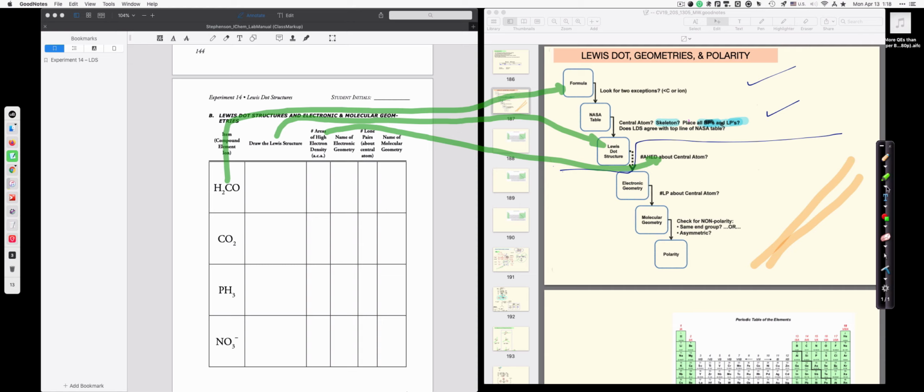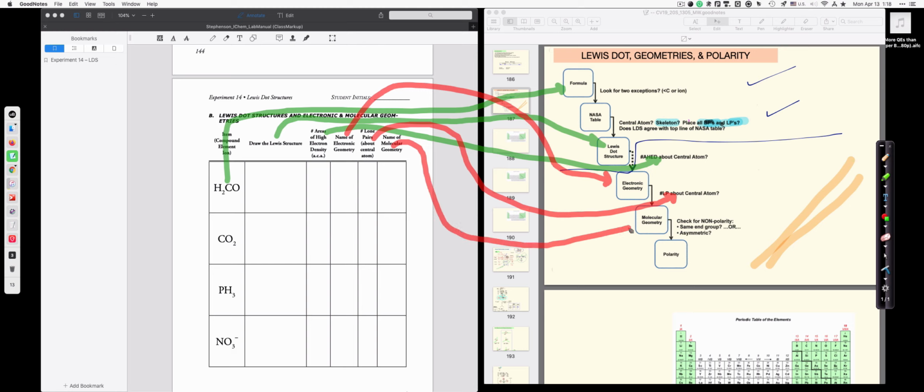Better switch colors, it's getting messy. You're going to do the electronic geometry. And then after you know the electronic geometry, you're going to count the number of lone pairs. And then once you know the number of lone pairs, you can then determine the molecular geometry. And what we don't cover in the lab is the polarity. We do in the lecture, so this is going to be lecture only.